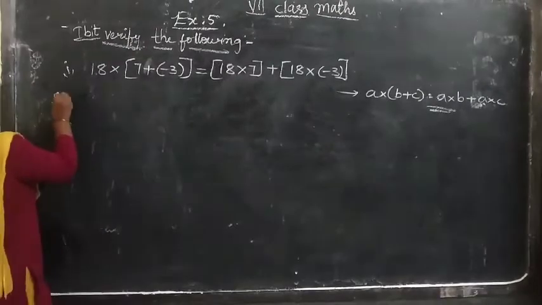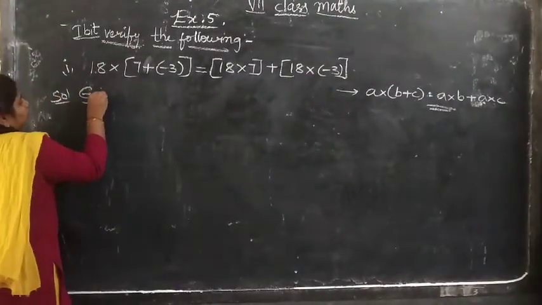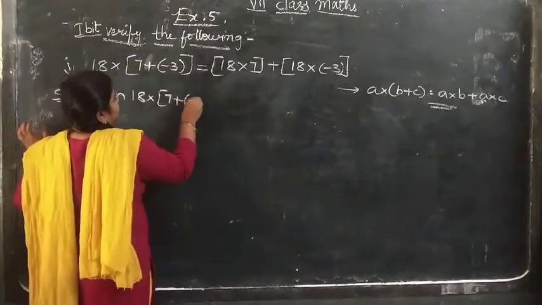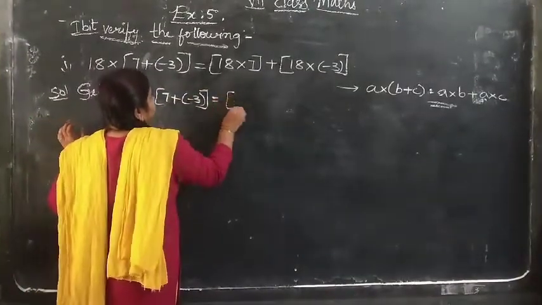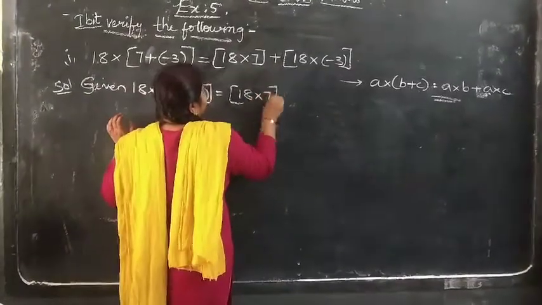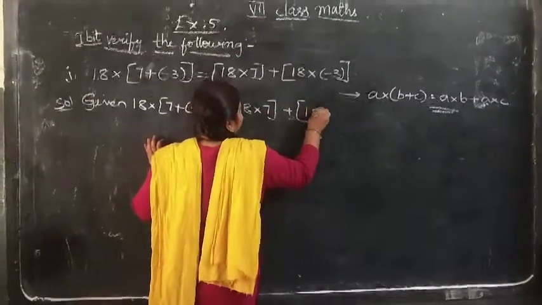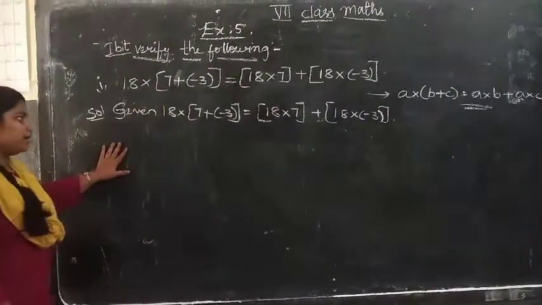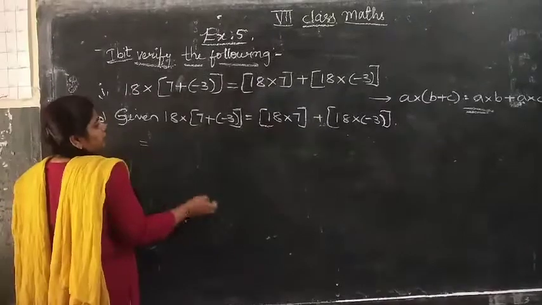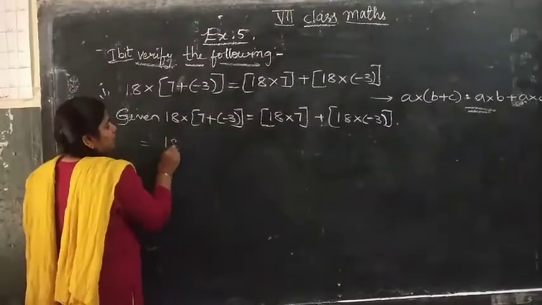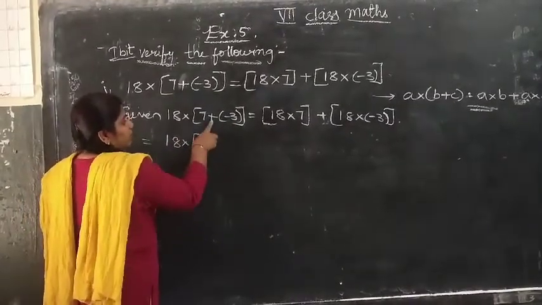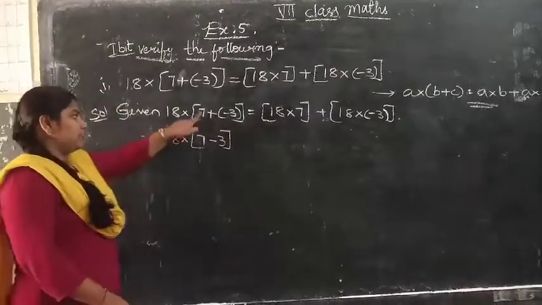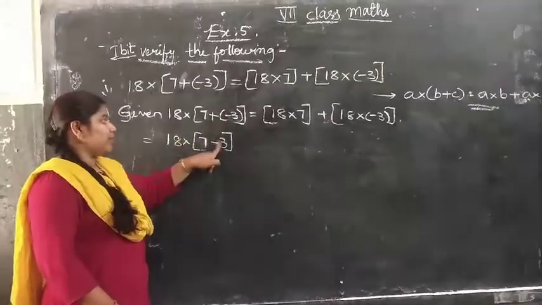So now first you write the given numbers here. Given 18 into 7 plus of minus 3 is equal to 18 into 7 plus 18 into minus 3. So first you solve the LHS part. First we have to solve the bracket values. That is 18 into 7 plus into minus is minus 3. So this is the LHS part. 7 I wrote as it is, plus into minus is minus 3.